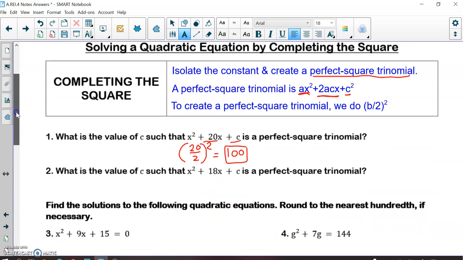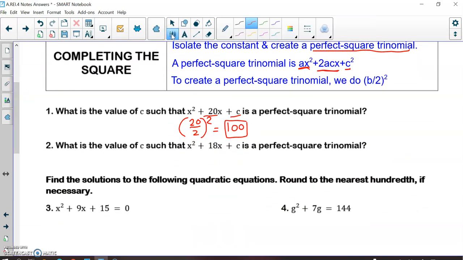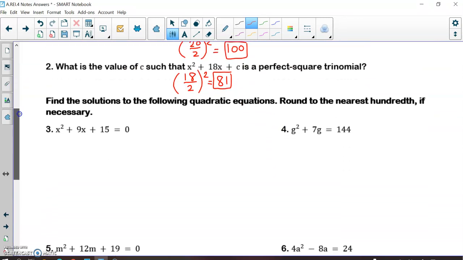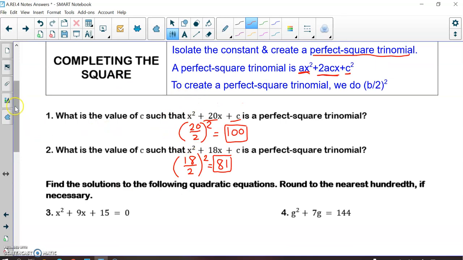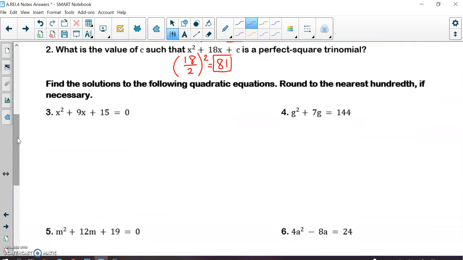So in number 2, to find c to make this trinomial into a perfect square trinomial, we take our b value, which in this case is 18, we divide by 2, and we square that. 18 divided by 2 is 9, squared is 81. So c would be 81 to create this perfect square trinomial. Now those two are just warm-up questions. We weren't solving a quadratic equation. Now in number 3, we are going to solve a quadratic equation by completing the square. And so we will be creating perfect square trinomials eventually when we go through this problem.